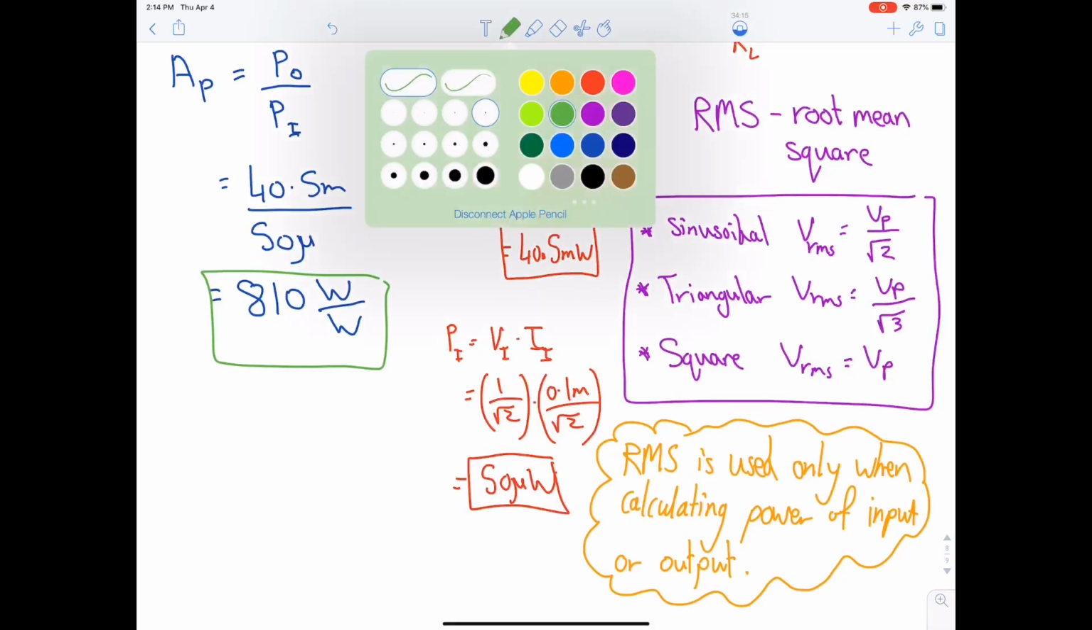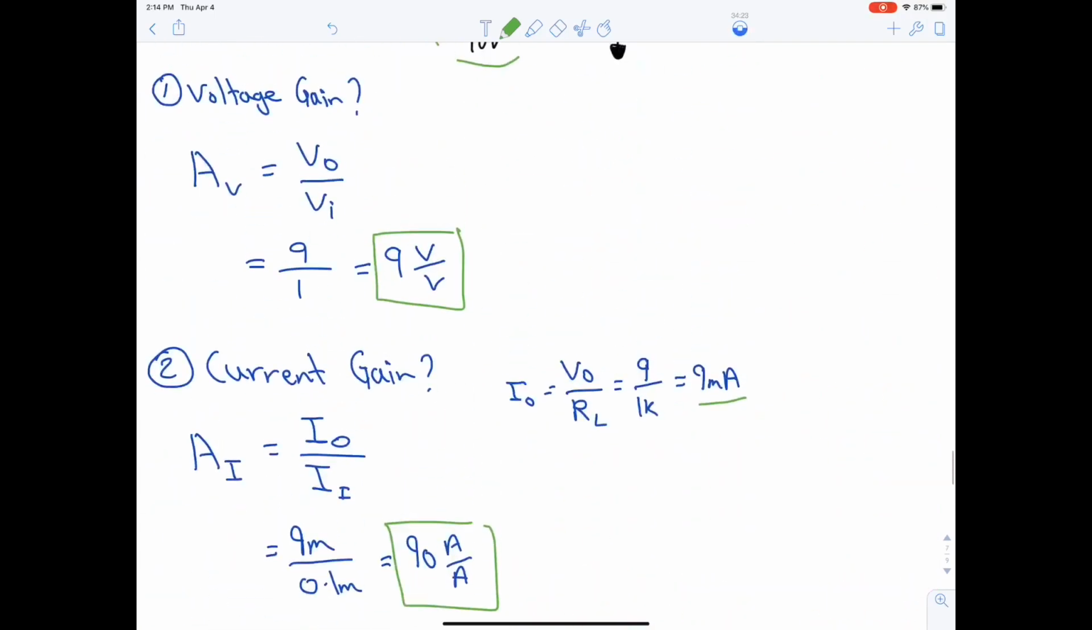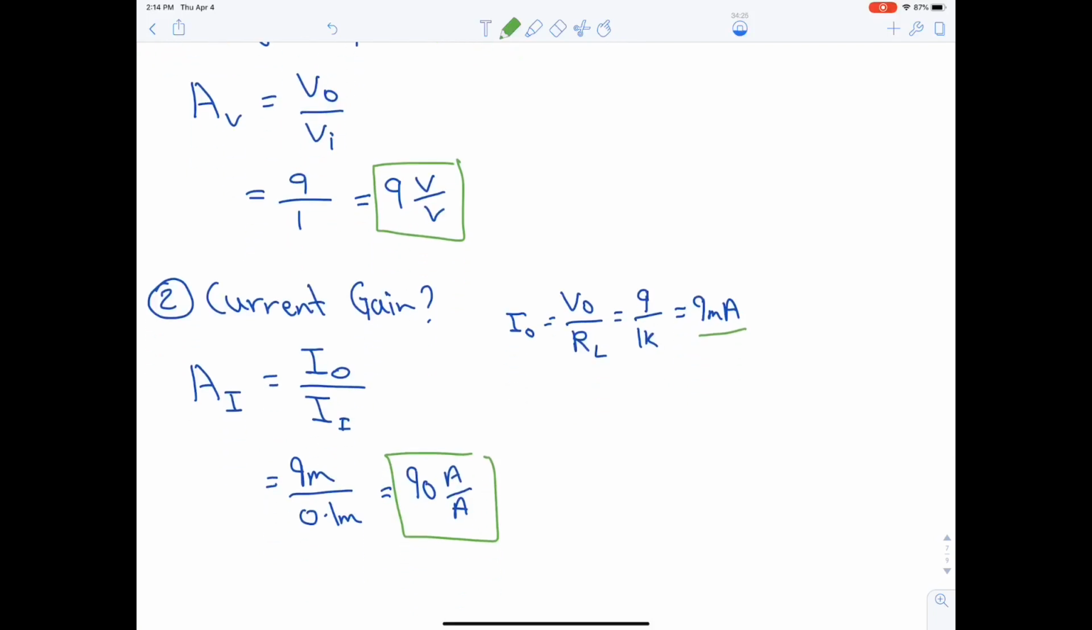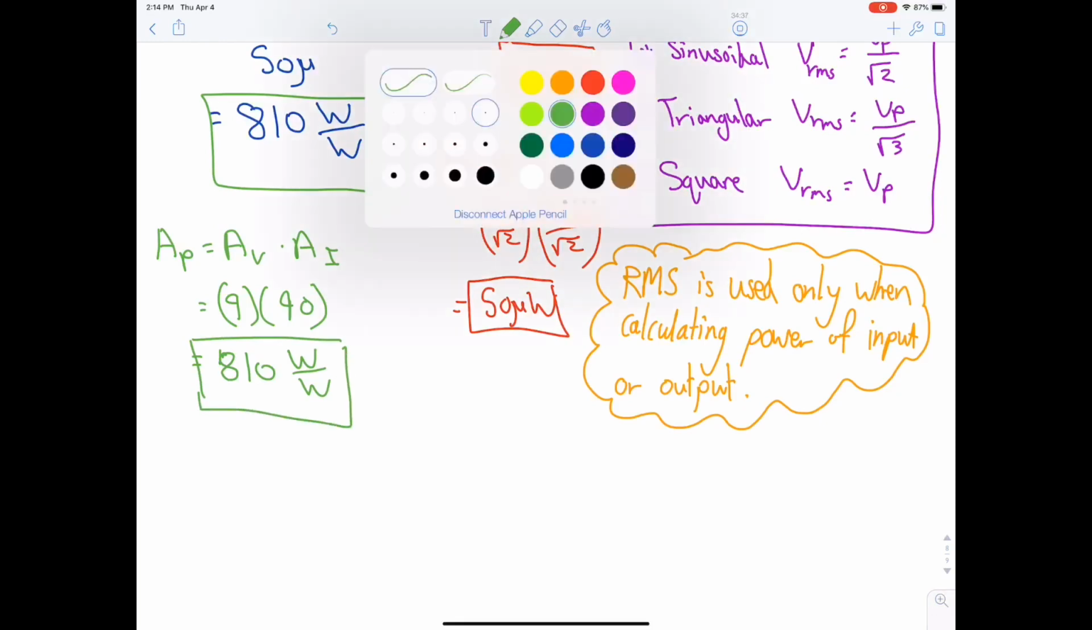We said before that AP has another equation, which is AV multiplied by AI. What is AV? AV is 9 volt over volt and AI is 90 ampere over ampere. So 9 multiplied by 90 will give me what? The exact same number, 810. Okay.